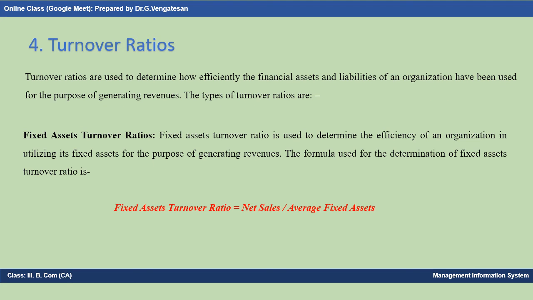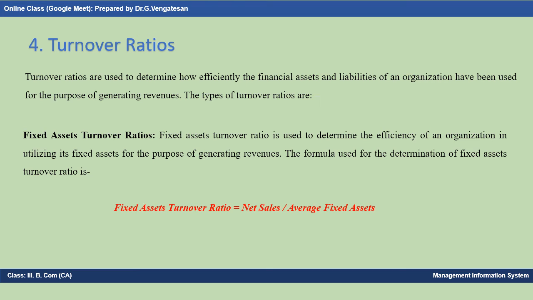And the next one is turnover ratio. Turnover ratios are used to determine how efficiently the financial assets and liabilities of an organization have been used for the purpose of generating revenues. In the turnover ratio, it is purely used with the financial assets and liabilities of the organization, and how the profits are generated by using this concept. These are all the things that are discussed under turnover ratio.